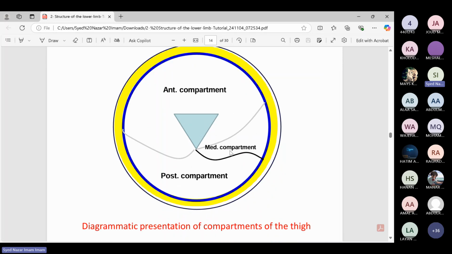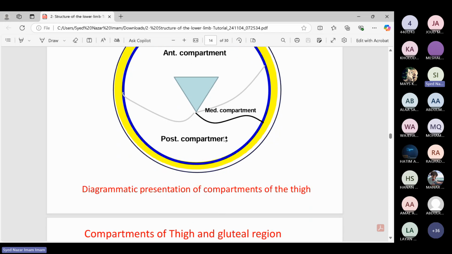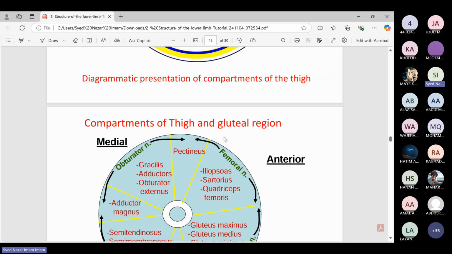Now let's see the different compartments of the thigh, and then we'll see the different muscles. In the thigh, we have only one bone, and that is the femur. With respect to that, we have divided this into the anterior compartment, posterior compartment, and the medial compartment. So we have only three compartments in the thigh. We'll see what the different muscles grouped are.